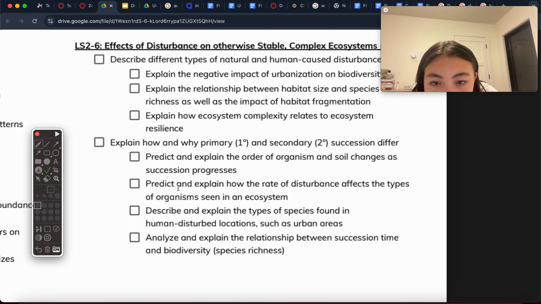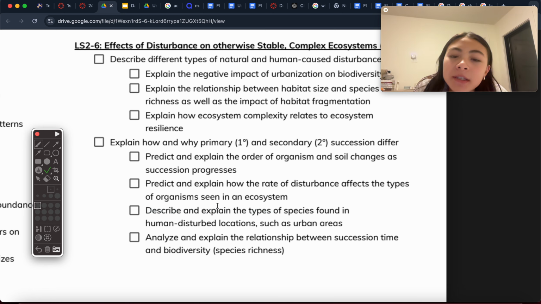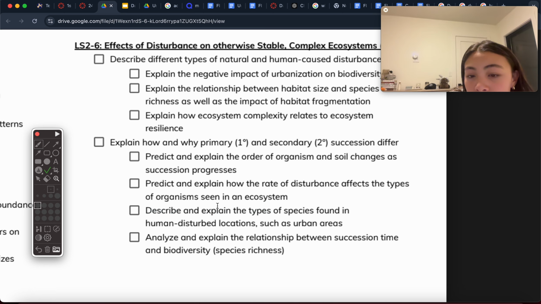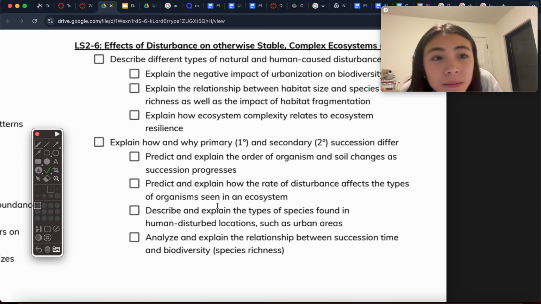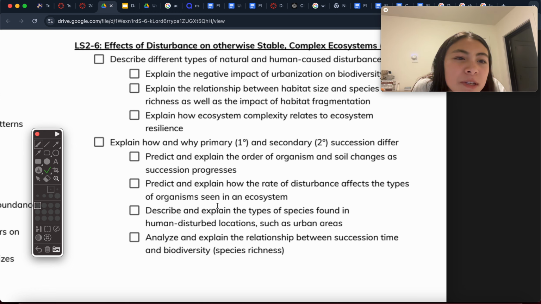Describe and explain different types of species found in human disturbed locations such as urban areas. So pigeons are a great example of this. They've successfully adapted to urbanized areas. Same with seagulls. They have learned to eat the food that we litter everywhere. Things like that.